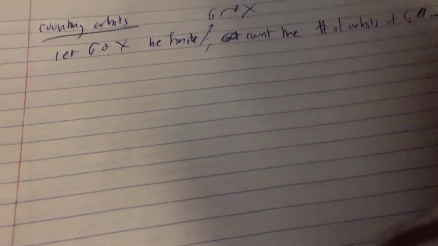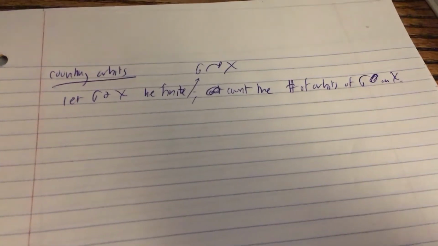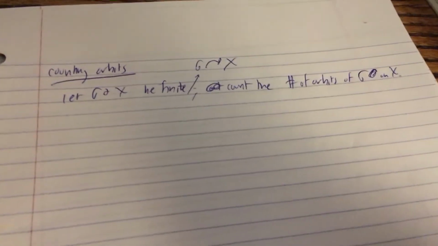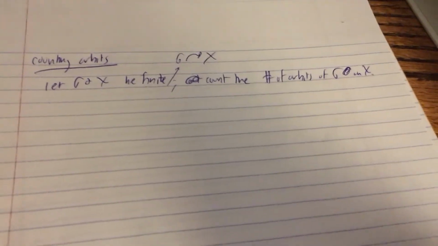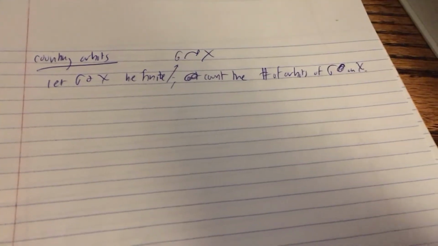So here again, we're going to let G and X be finite, and we want to count the number of orbits of G on X. I should say that G is supposed to act on X. In other words, X breaks up into these equivalence classes, these orbits under G, and if X is finite, there's some finite number of them, and so then you can ask, okay, great, what in the world are they?